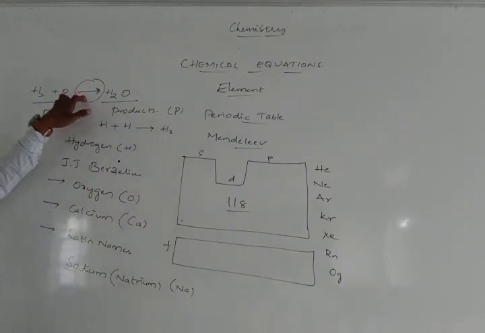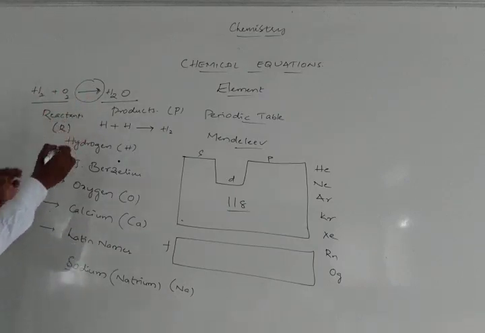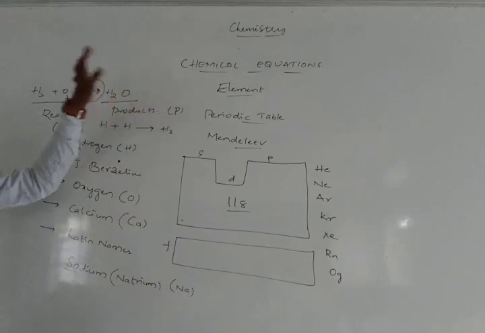So this tip or tail will be representing the reactants, which are represented with the capital R, and this head will be representing the products.